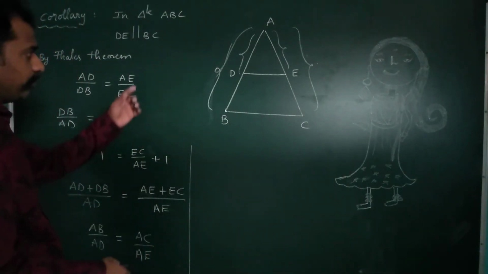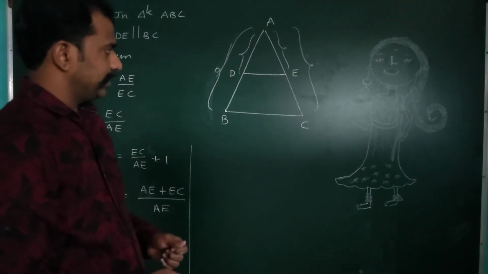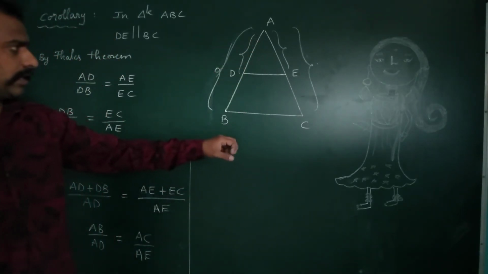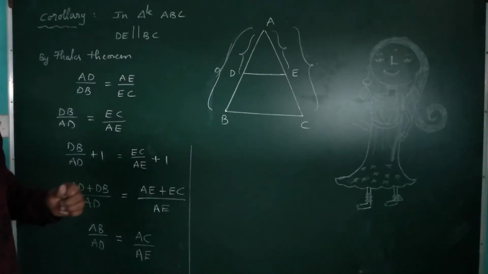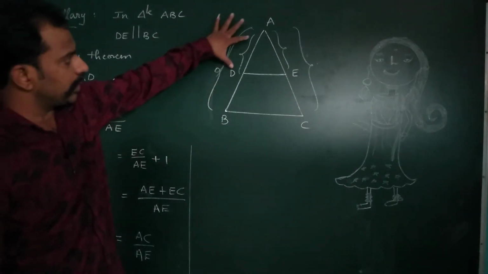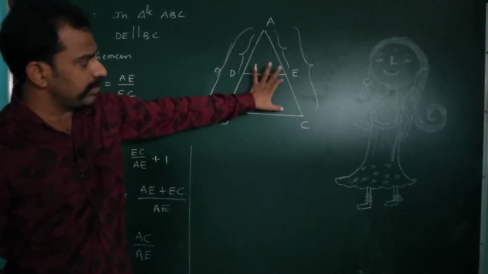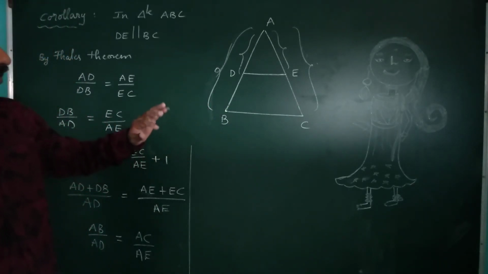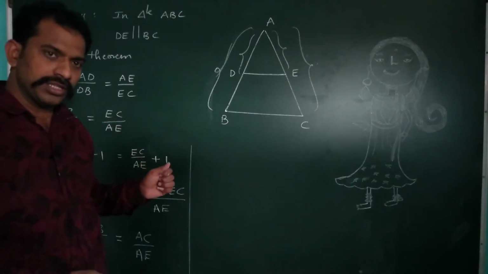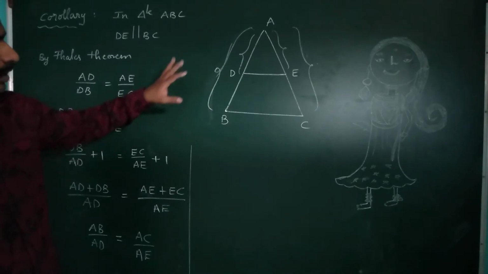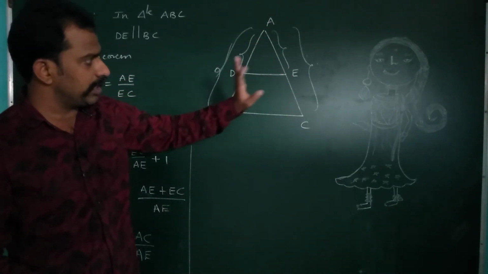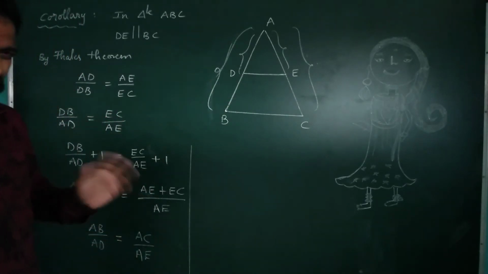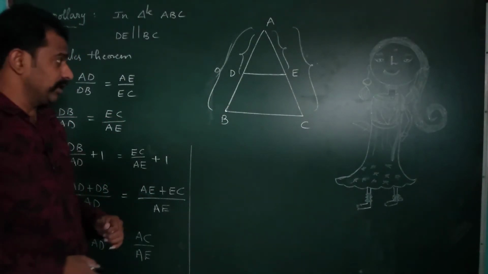Now we are going to see the corollary of the Thales theorem. A triangle ABC is given, and it is given that DE is parallel to side BC. Then by Thales theorem we already know that AD by DB equals AE by EC. That always happens, but besides that we have another condition in the application of Thales theorem, that is AB upon AD is the same as AC upon AE. We have to prove that condition. That is called the corollary of the basic proportionality theorem.